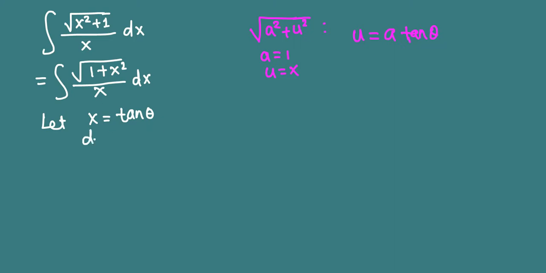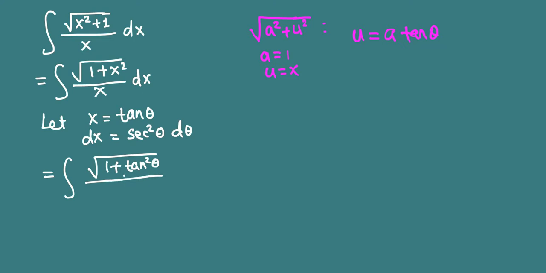So we want to find dx over d theta. Derivative of tangent is secant squared theta. With this substitution we get the integral of, on the top, 1 plus x squared. X is tangent theta, so tangent squared theta, over x, which is tangent theta, times dx, and dx is, we just found, secant squared theta d theta.